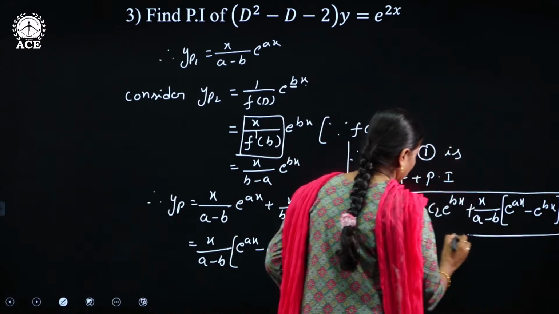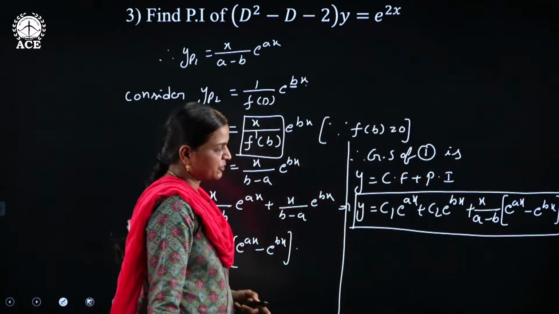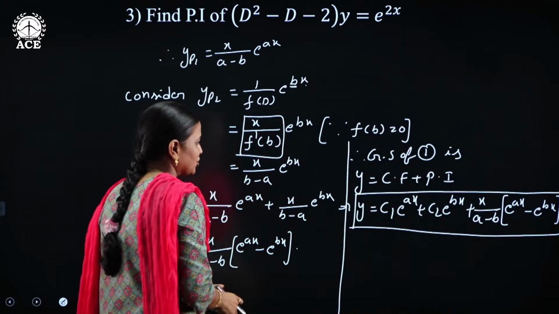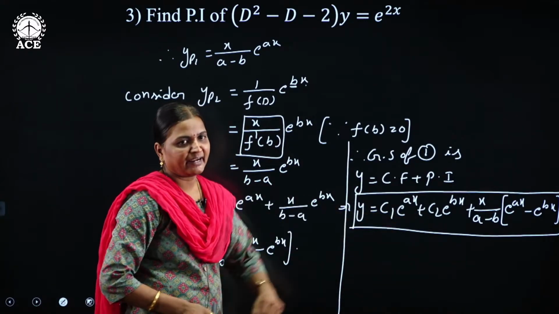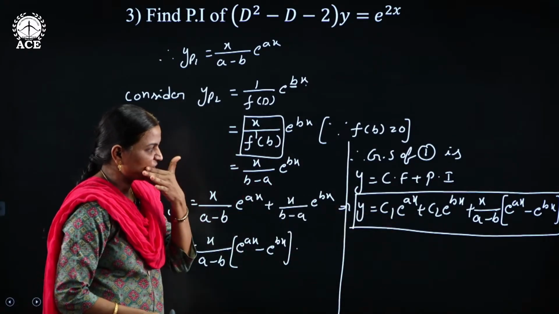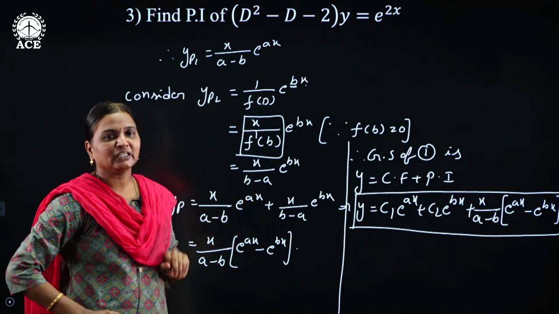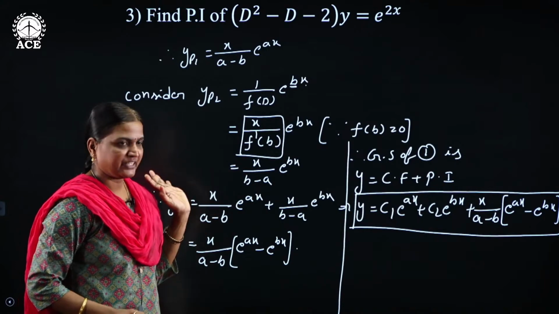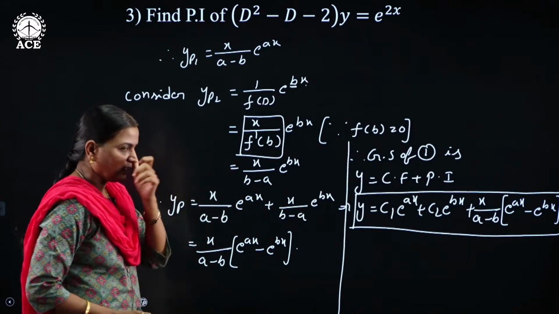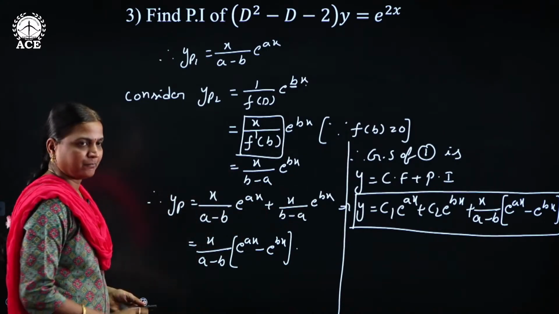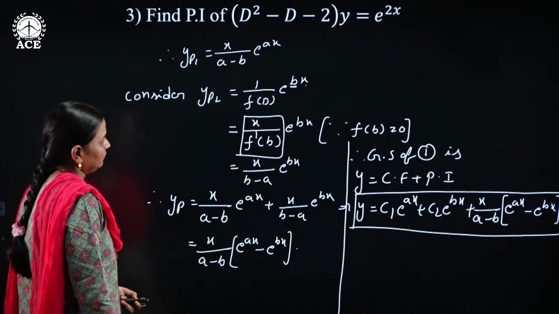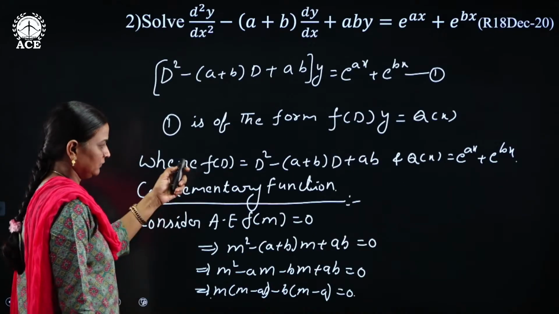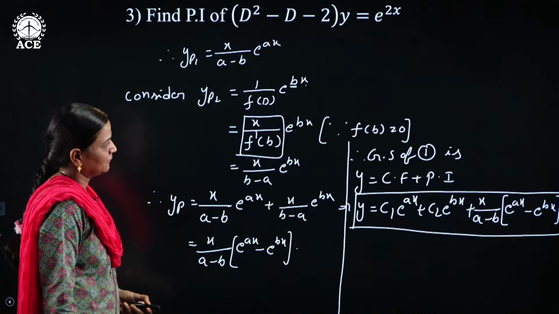This is a 5 marks question. And observe clearly, in this general solution we have 2 arbitrary constants and the order of the given differential equation is also 2. And the particular integral does not contain any arbitrary constants. So this is the solution of the given differential equation. This is the solution part.